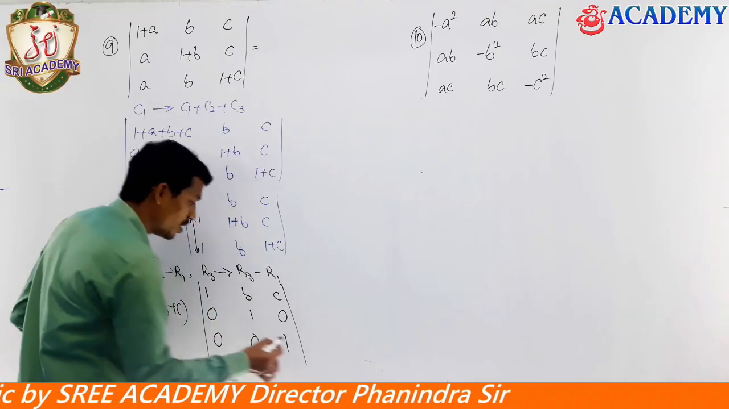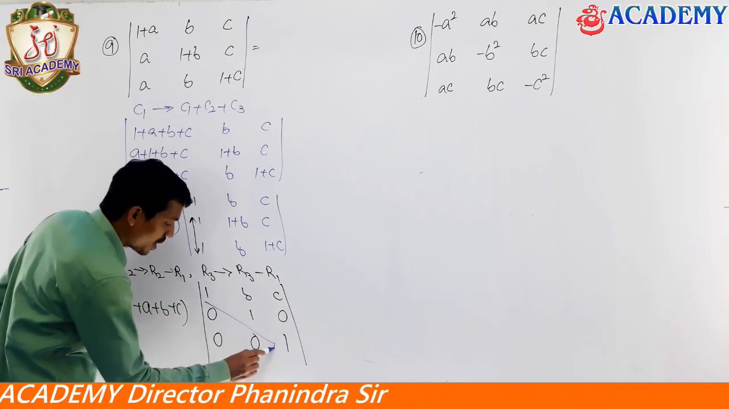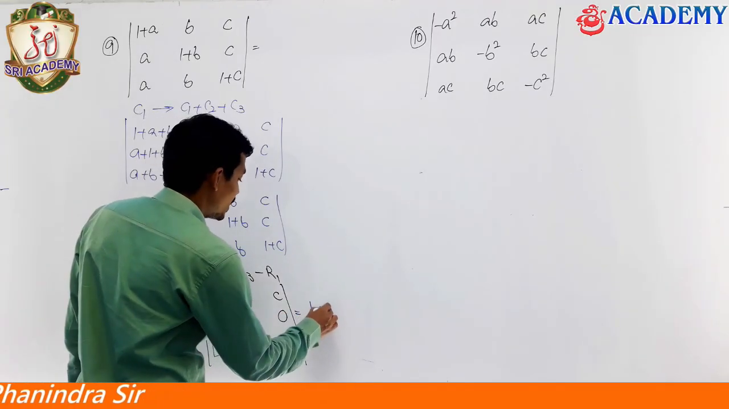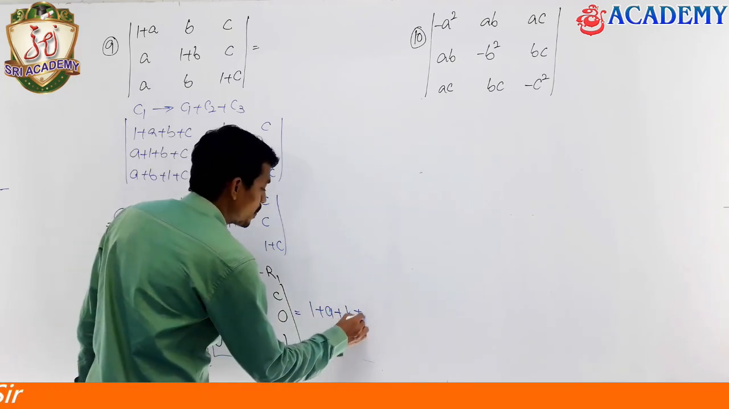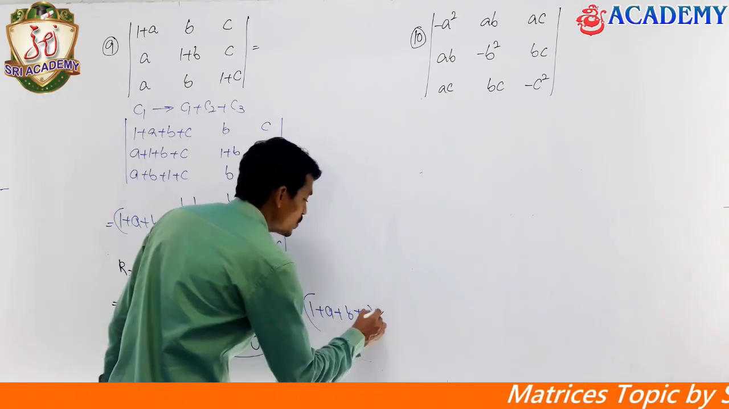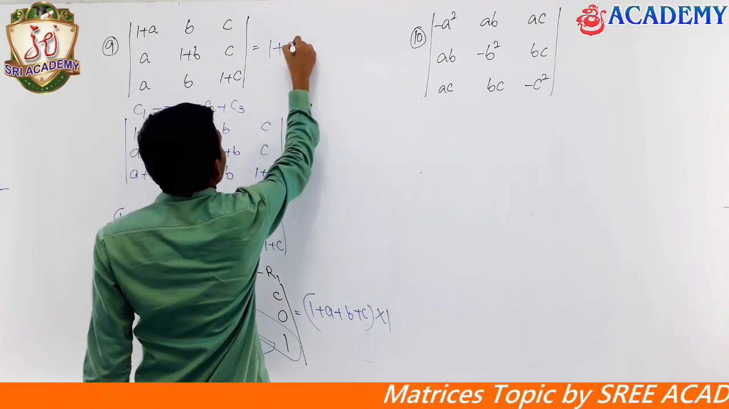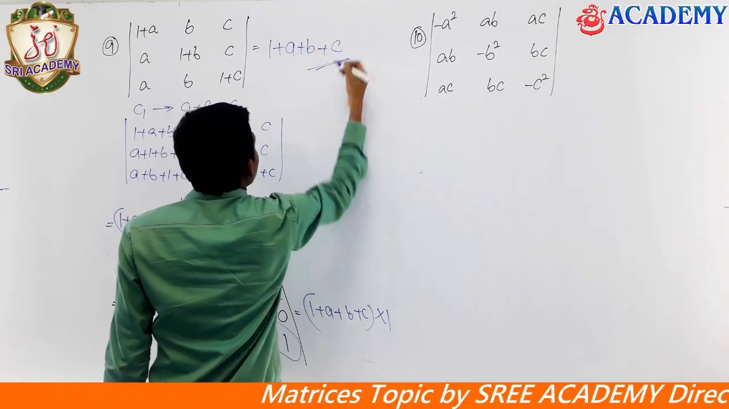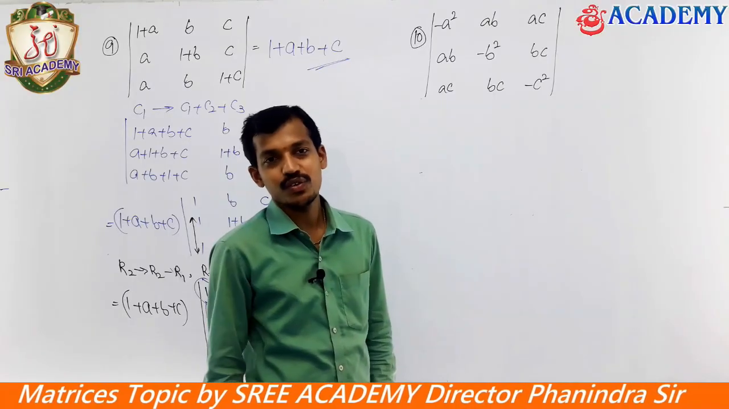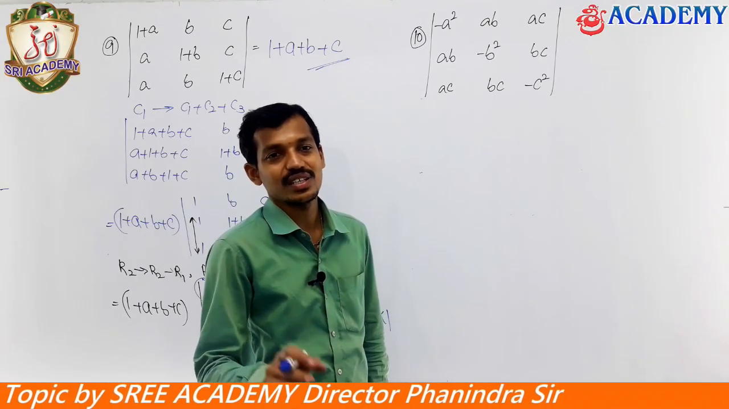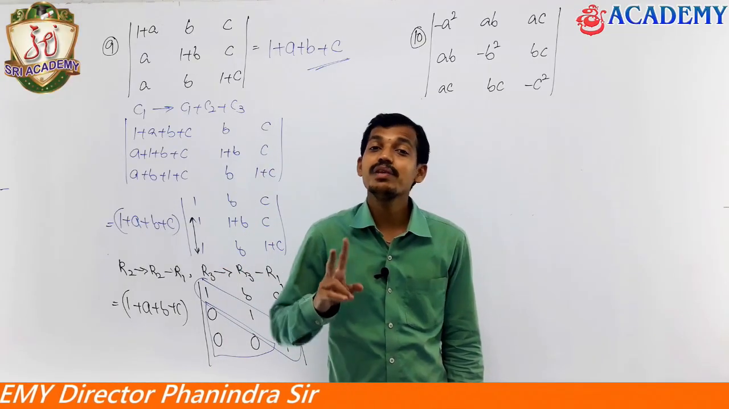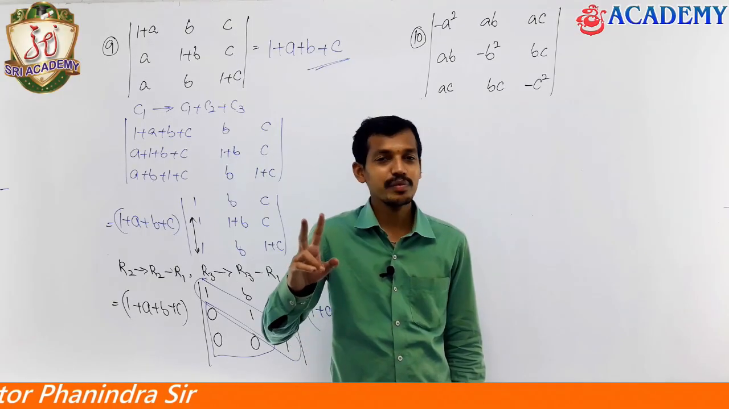Simply, if you see here, you get an upper triangular matrix. The determinant of an upper triangular matrix is simply the product of the principal diagonal elements, times the 1 plus A plus B plus C already there. The answer is going to be 1 plus A plus B plus C. If you remember this problem as a result, it's going to be good for your health. You won't get any tension seeing the question. You can answer that the determinant of 1 plus A, B, C; A, 1 plus B, C; A, B, 1 plus C is 1 plus A plus B plus C.